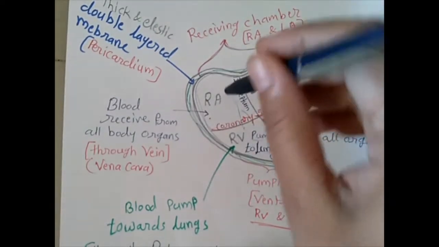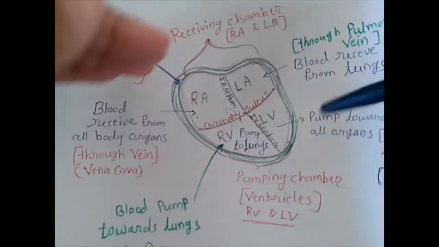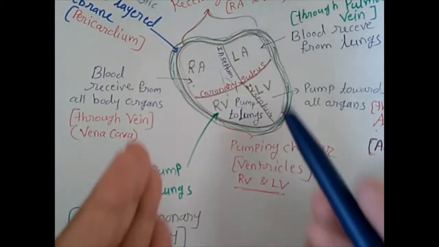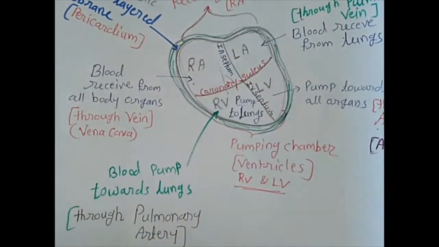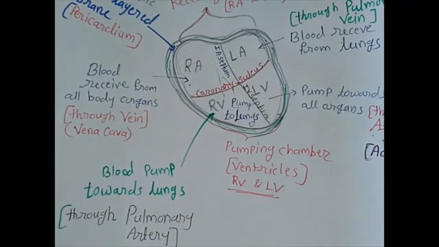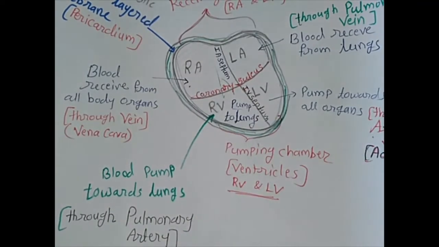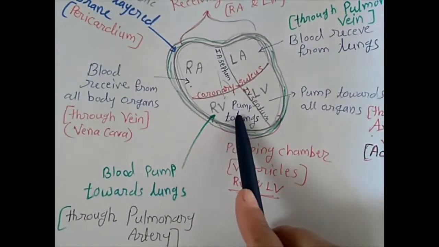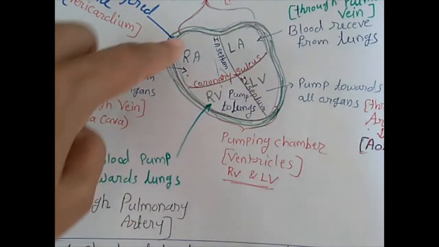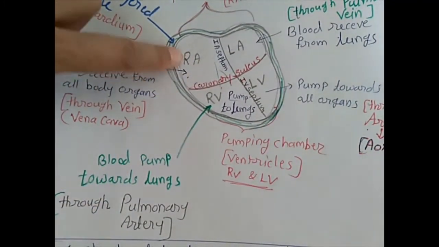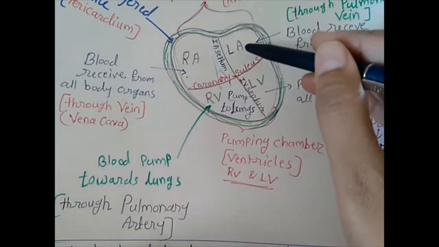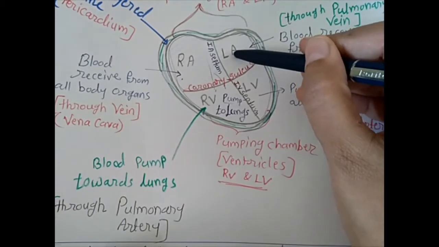Auricles receive blood in the heart, and from the ventricle the blood is pumped out of the heart. So the ventricle is called the pumping chamber. In the right auricle, deoxygenated blood is received, and in the left auricle, oxygenated blood is received.